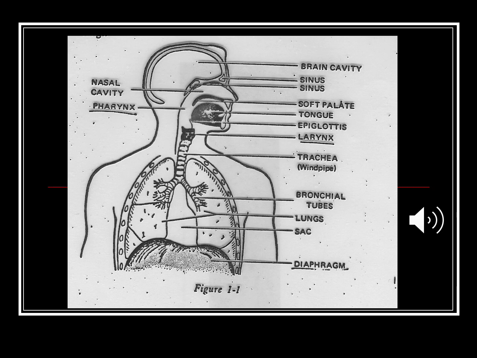Here's another view of a few other things. Notice the dome shape. It's like a dome with a dip in the middle, the diaphragm, the lungs, the bronchial tubes. Notice how the air goes in your mouth and then it goes through your larynx and down through your trachea to your lungs. Notice the nasal cavity, your sinus. The pharynx is another name for the back of the throat.